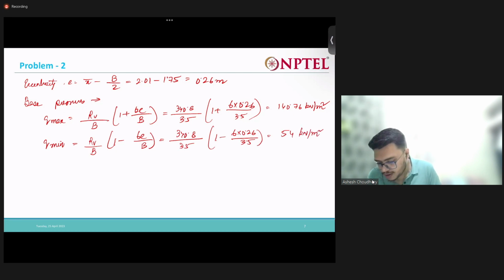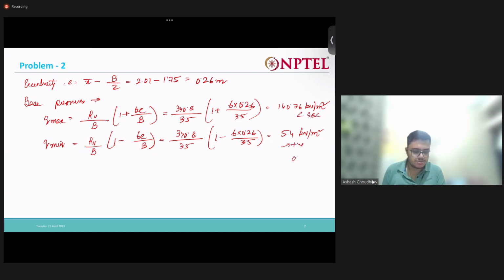So you can see that minimum is positive and Q max is less than our SPC. This is less than SPC and this is positive. So okay, correct. So this should be positive Q minimum because our soil cannot take tension, so it cannot be negative. Now factor of safety in sliding.